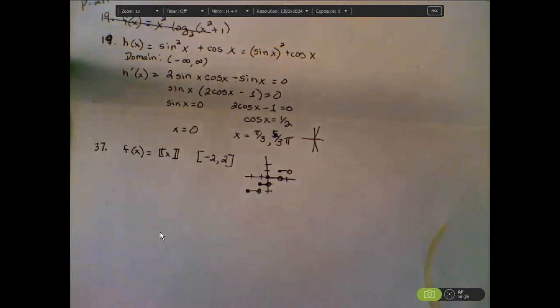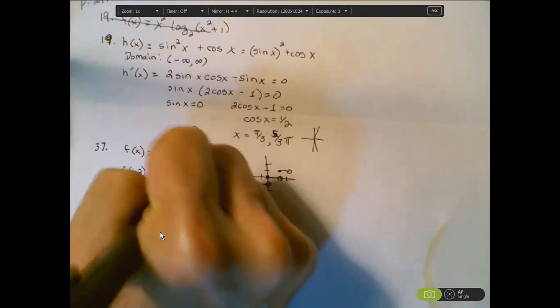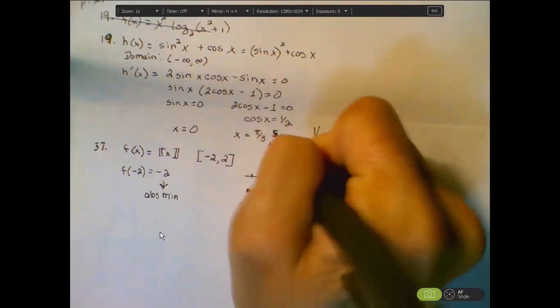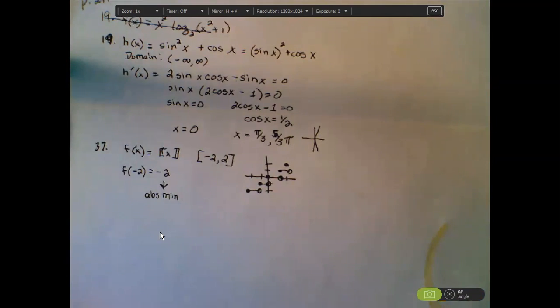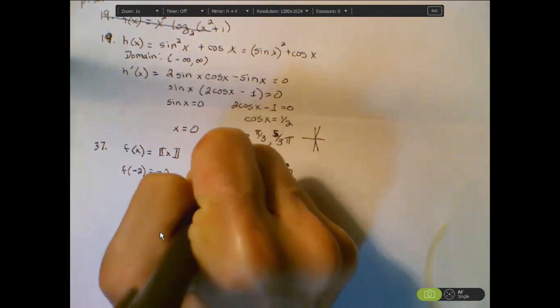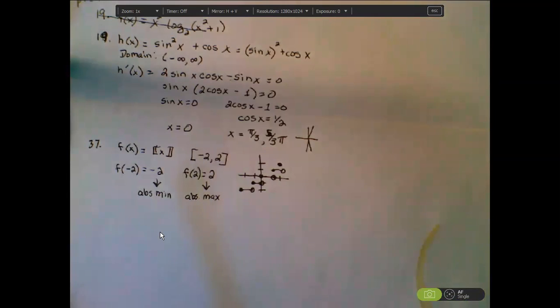So on that interval, what's the absolute lowest y value? -2. Yeah. f of -2 is -2, and that's the absolute min. And then what is the absolute highest y value on that graph? 2. At 2, there's going to be a closed dot on 2. So f of 2 is 2, and that is your absolute max. So here the absolute max and min don't occur at critical numbers. They occur at the endpoints.